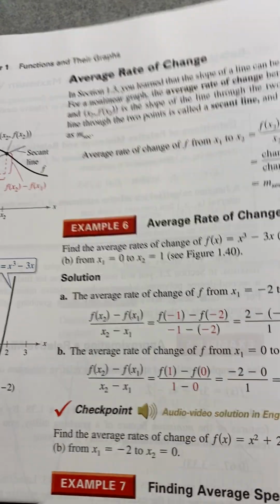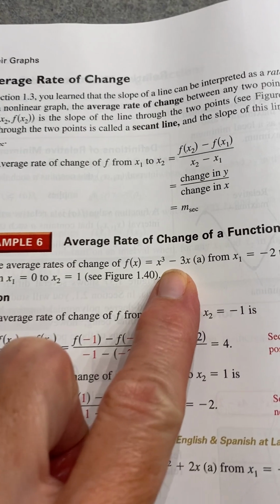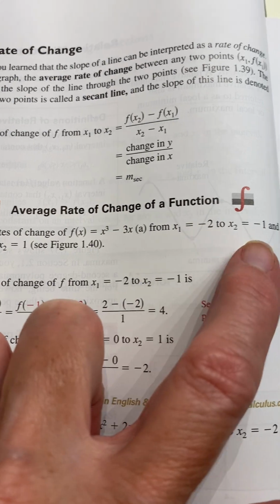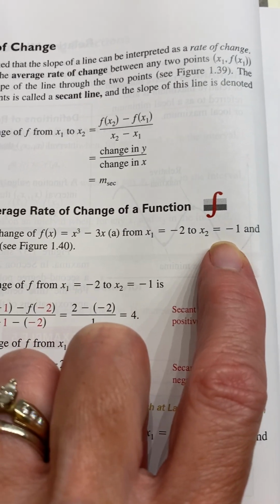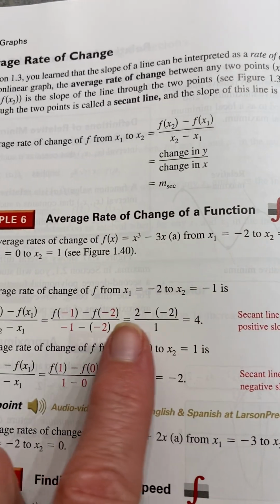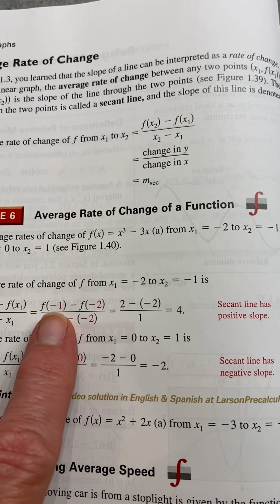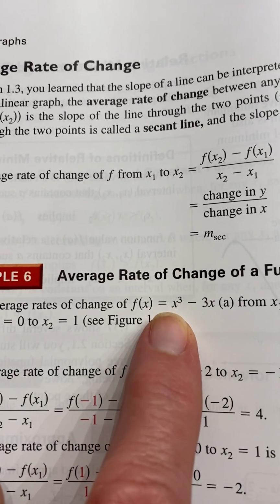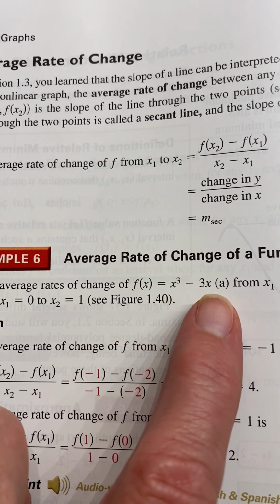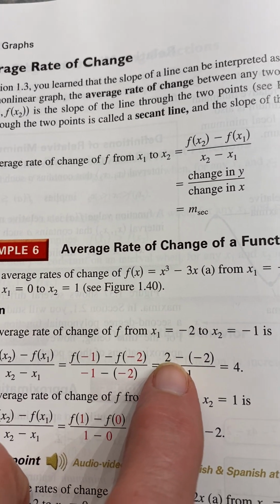Let's take a look at example 6. Find the average rate of change of this function, x cubed minus 3x, from x sub 1 at negative 2 to x sub 2, negative 1. So we need to find the corresponding y values at those 2 points. First we're going to find f of negative 1, which is 2. How did we find that? We put in negative 1 here. Cubed is a negative 1. Minus 3 times negative 1, which would be a positive 3. So 3 minus 1 is 2.